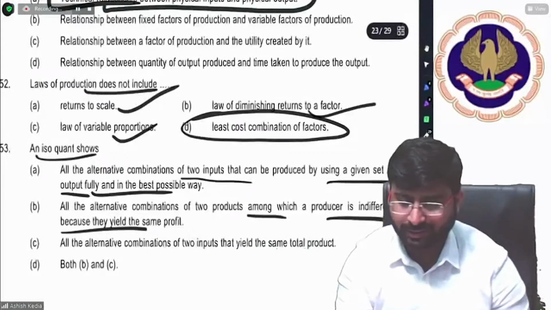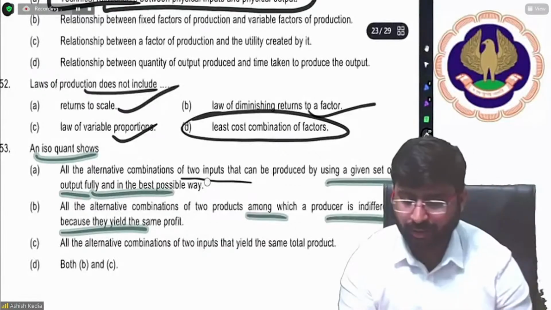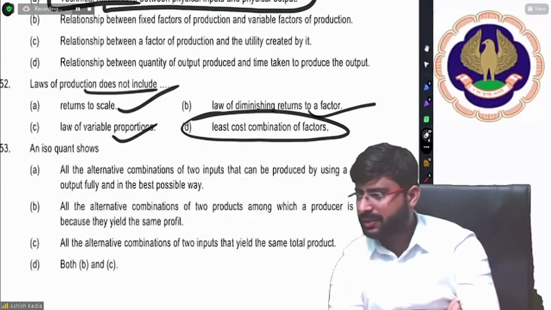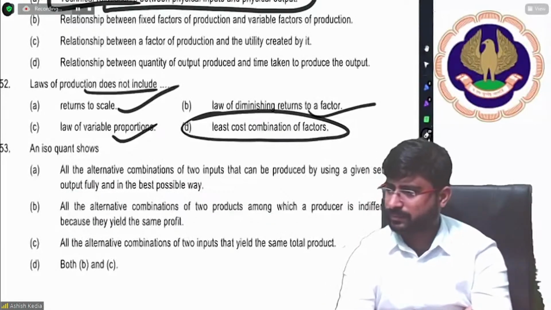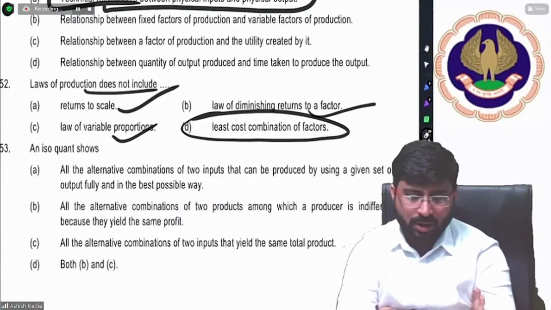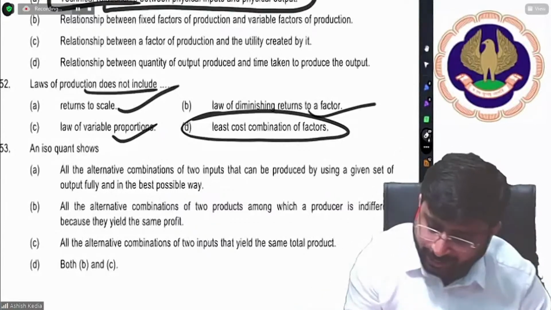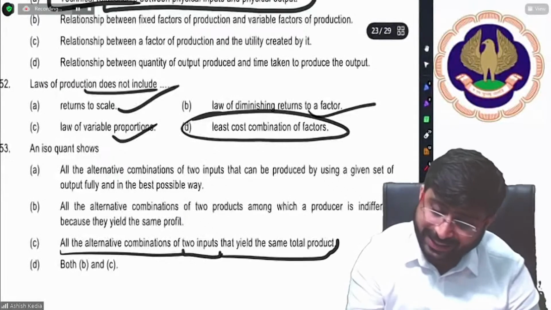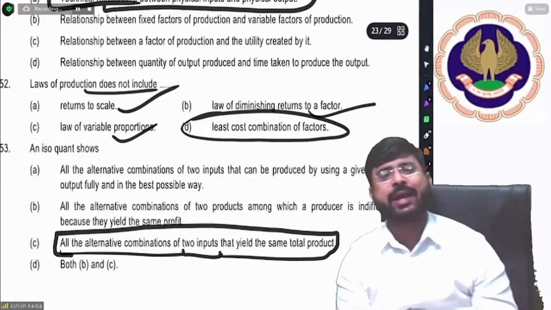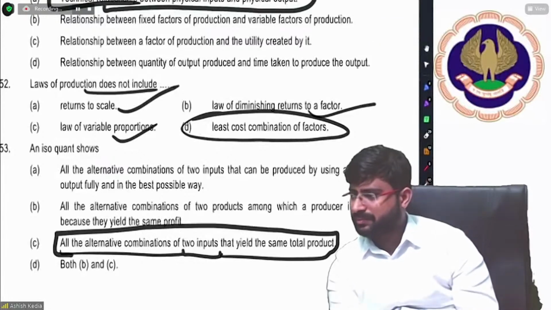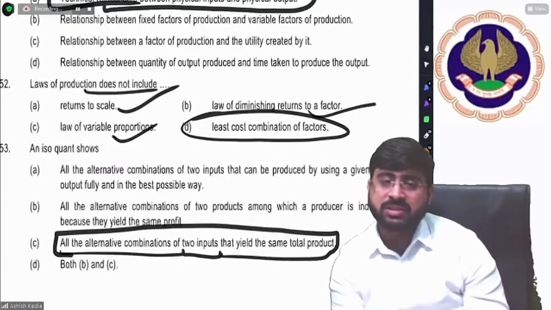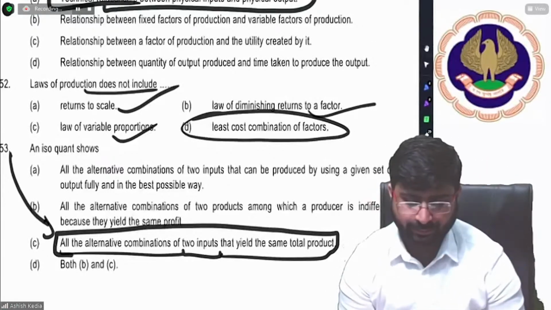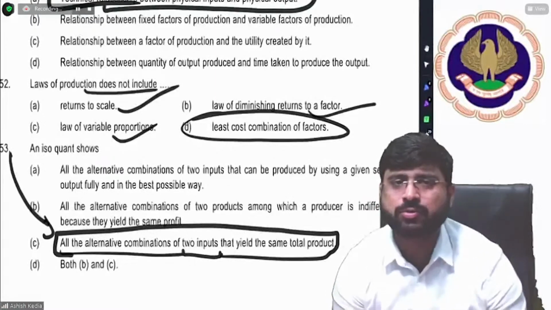Come on, friends. 53 is really a good one. Let's hear it. See, an isoquant shows all the alternative combinations of two inputs that yield the same total product. So 53C, absolutely correct.